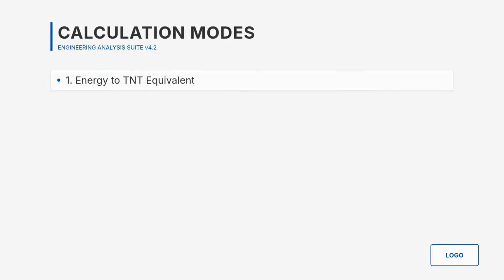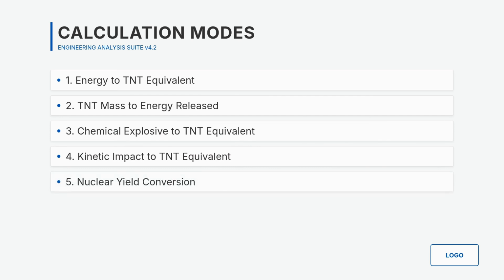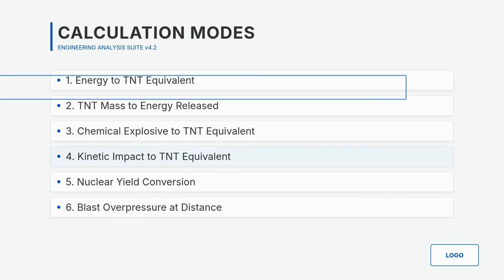First is energy to TNT equivalent, which converts raw energy values. Second, TNT mass to energy released performs the reverse calculation. Third, chemical explosive to TNT equivalent compares different explosive materials. Fourth, kinetic impact to TNT equivalent analyzes collision energy. Fifth, nuclear yield conversion handles large-scale yields. Finally, blast overpressure at distance calculates pressure effects.